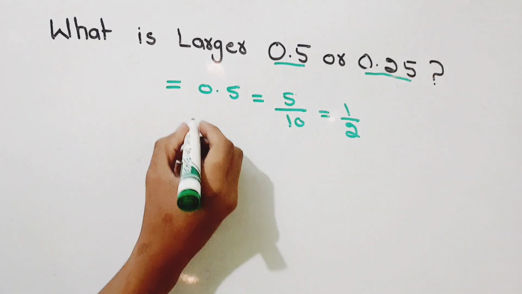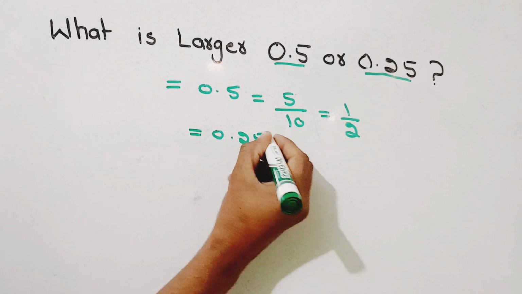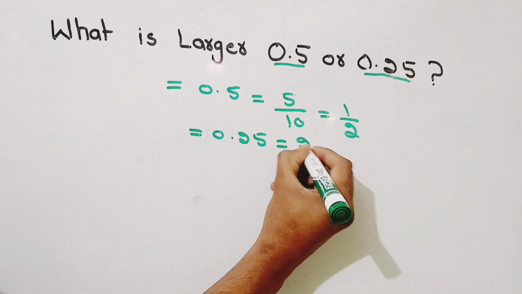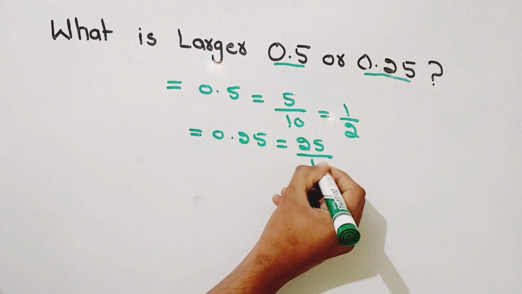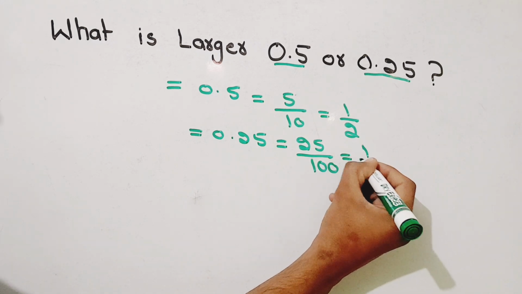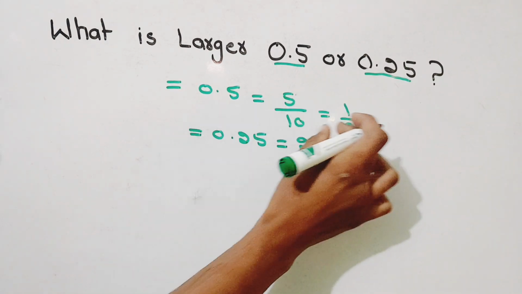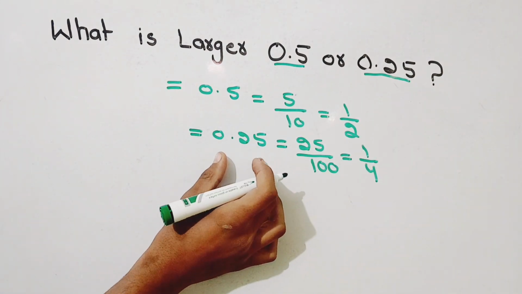Now we convert the decimal 0.25 into a fraction. We write 25 upon 100. So the table of 25 gives 1 upon 4. So here we see that 0.5 is equal to 1 upon 2 and 0.25 is equal to 1 upon 4.